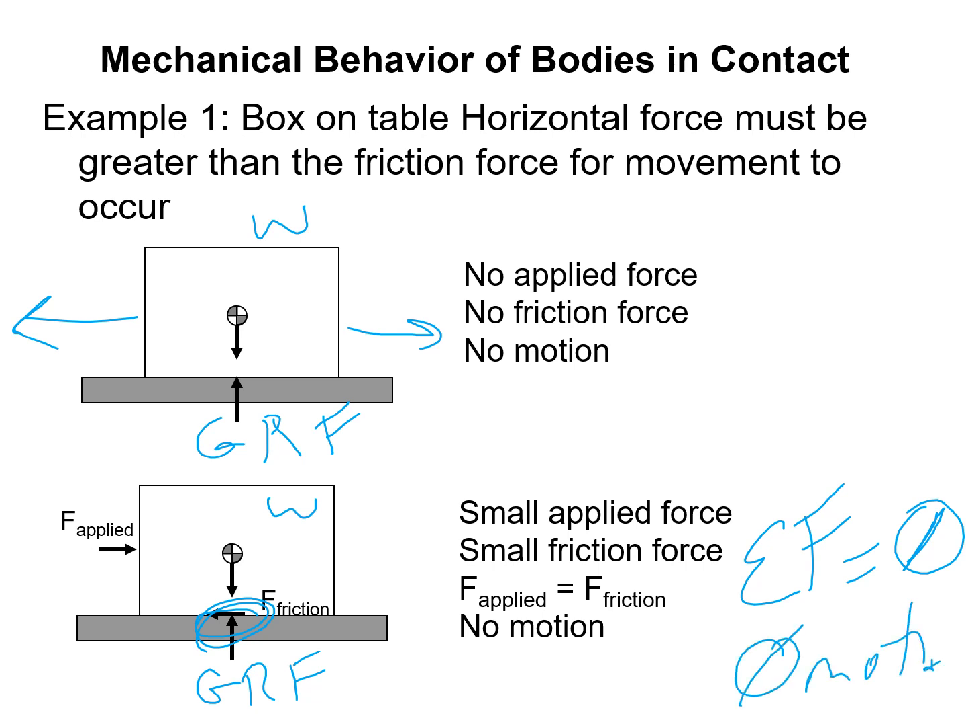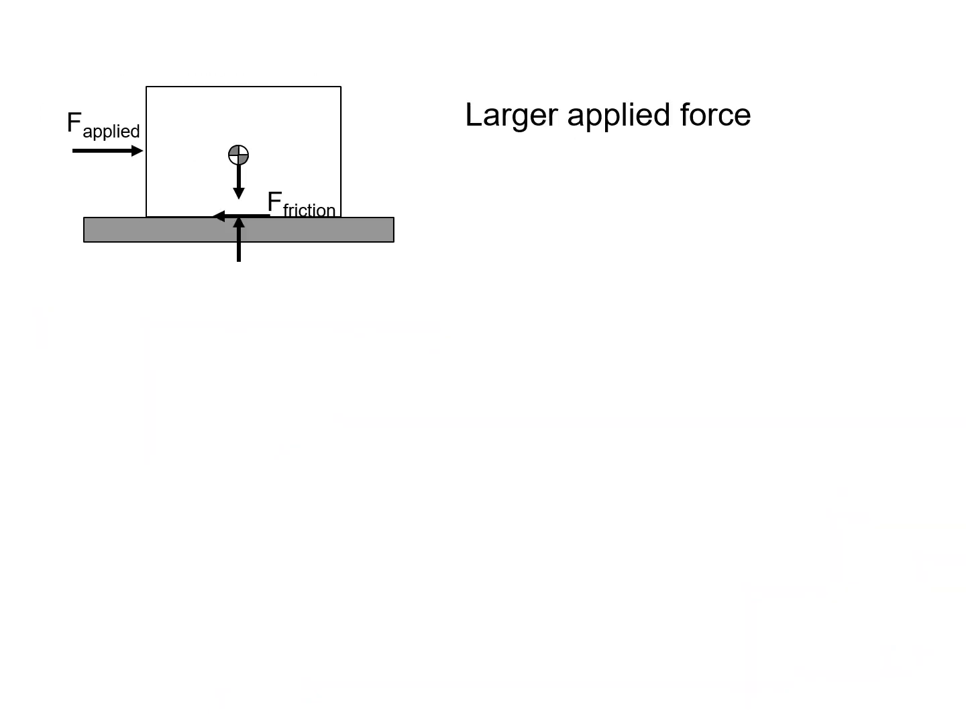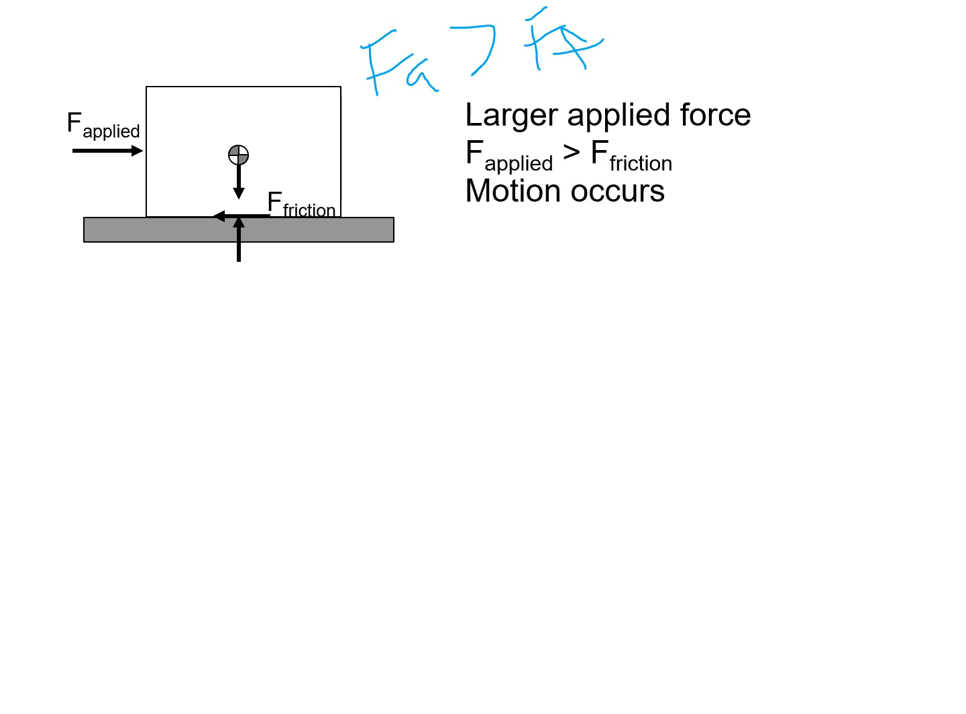Okay, if the sum of forces is greater than 0, we see forward motion. If it's less than 0, we get into the negatives. If we're looking at two separate bodies moving, it'll move in the opposite direction. Okay, so let's continue on. So let's look at a larger applied force. So now we'll say that the applied force is greater than the frictional force. That's where we start seeing motion occur.